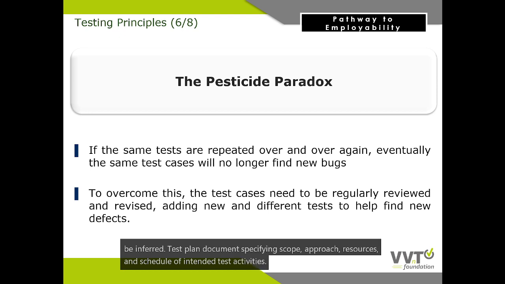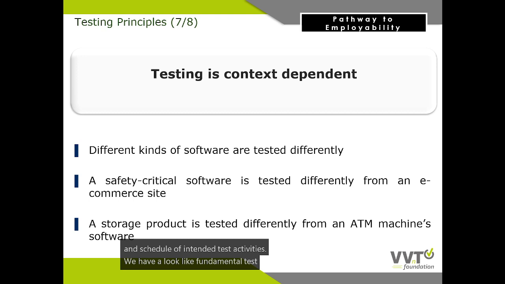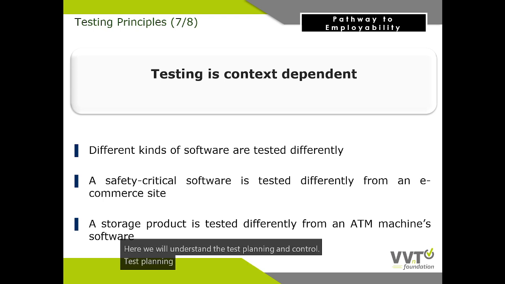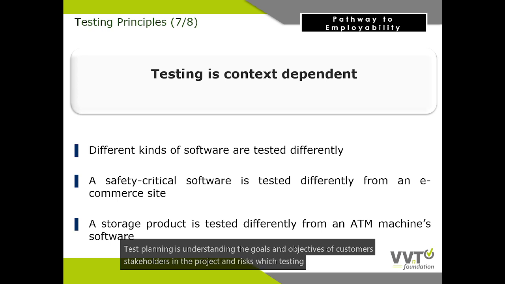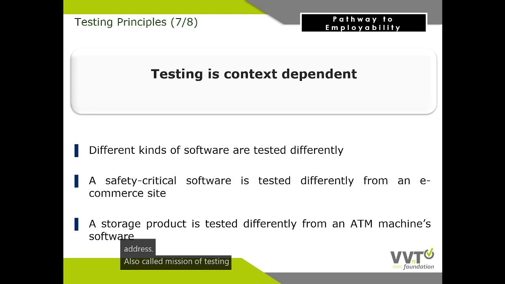Now have a look at fundamental test process. Here we will understand the test planning and control. Test planning is understanding the goals and objectives of customers, stakeholders, and the project and risks which testing is intended to address. Also called mission of testing, and determines scope of testing.